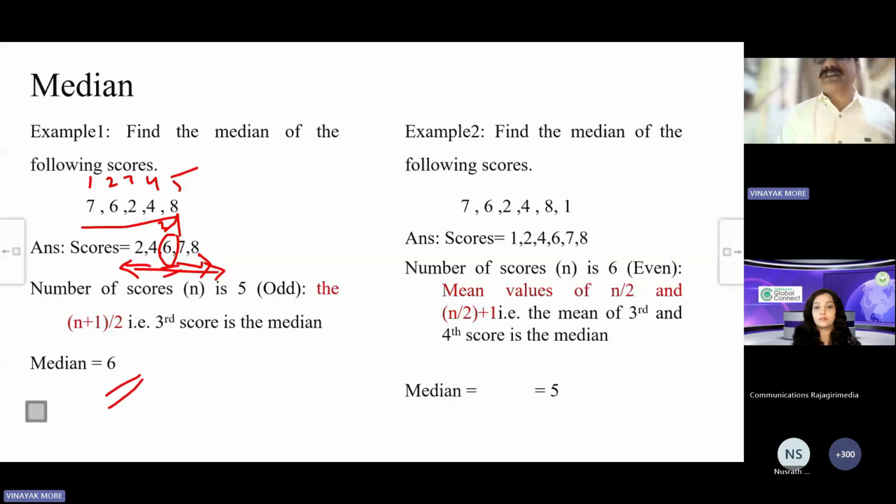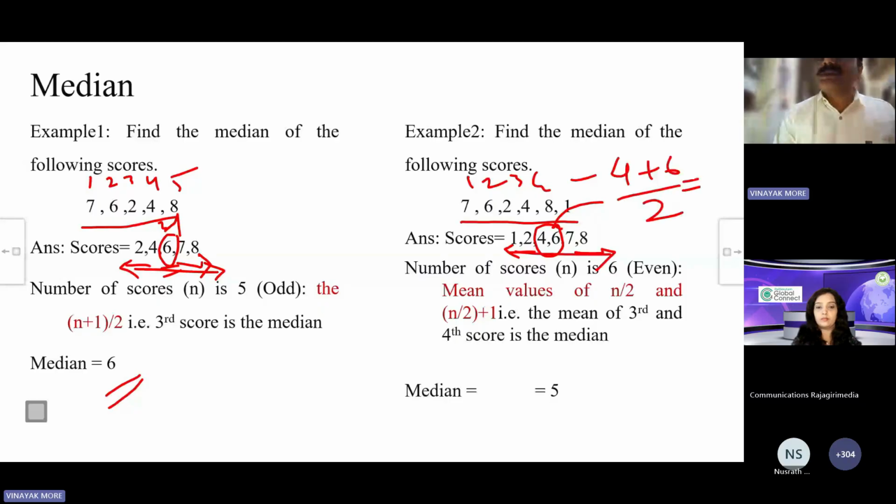But what if the number is even? Like there are 6 students: 1, 2, 3, 4, 5, 6. Then again, the first step is the same: arrange in descending or ascending order. Now you can see the third and fourth are the two students coming in the middle, because if you consider these two, then there are two scores to the left and two scores to the right. So 4 and 6 are there. In that case, we find the mean of the scores of these two students. How do we find the mean? The addition of these two divided by 2. So 4 plus 6 is 10, divided by 2 is 5. So we can say the median is 5.